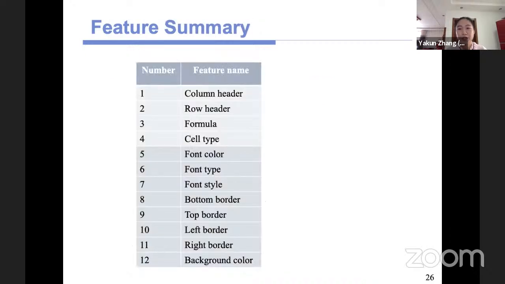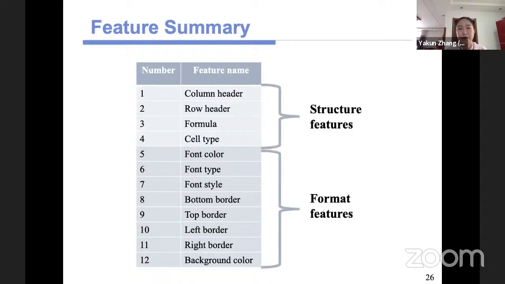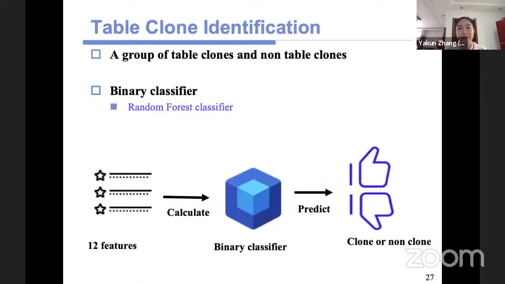The total 12 features are shown in this table. The first 4 features are structure features, and the last 8 features are format features. Note that we don't consider data cell values as a feature, because the values cannot usually reflect the computational semantics of a table. For two tables in a table clone, they usually store different values.